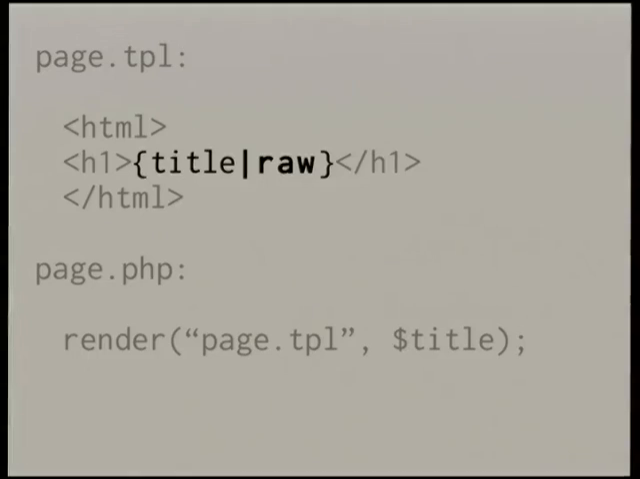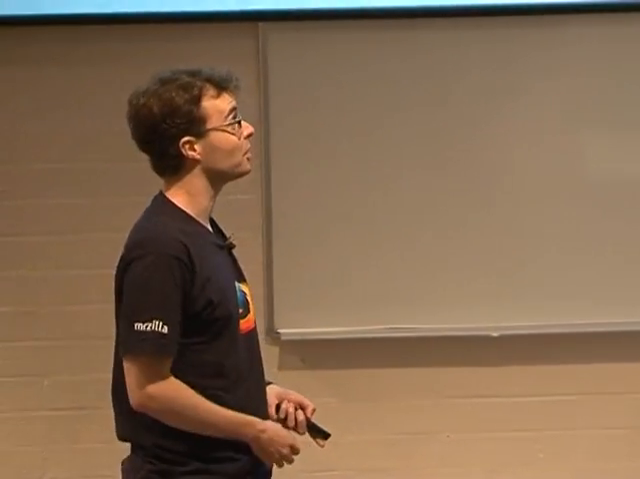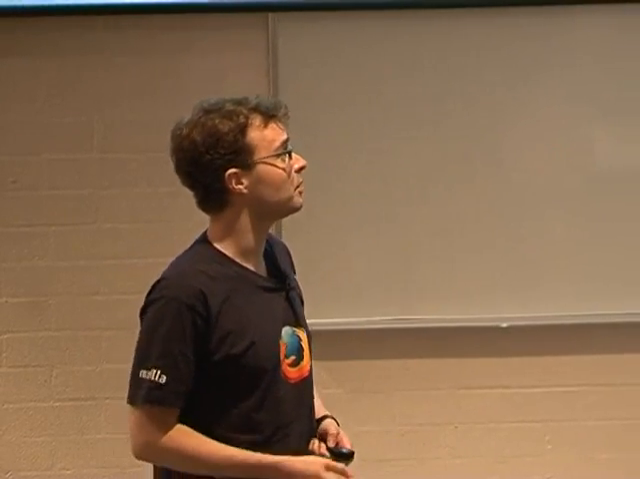Now, of course, if you have auto-escaping turned on by default, it doesn't mean it's going to be always on. Because as I've just shown with the pipe raw thing, sometimes you do need to pass in raw HTML. So you still have to be careful.